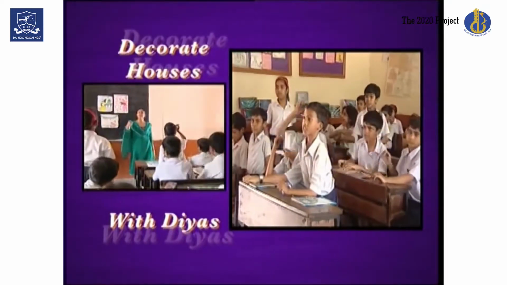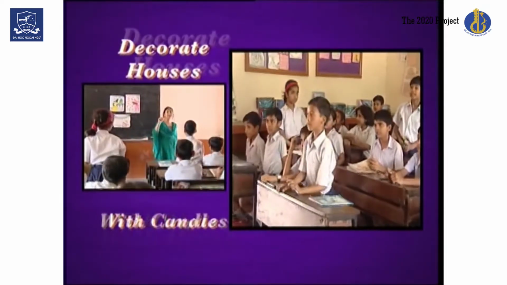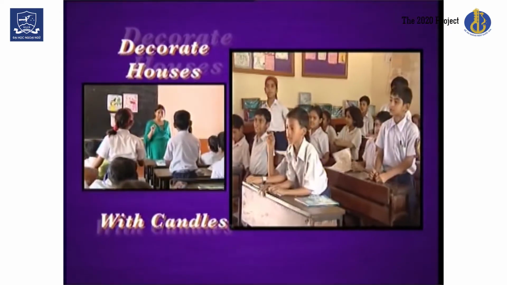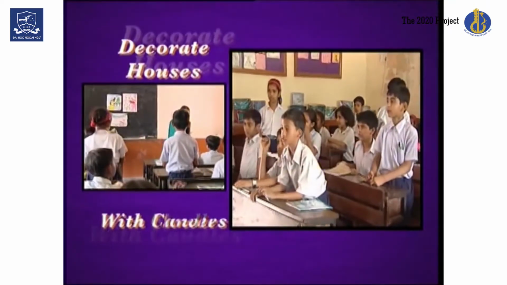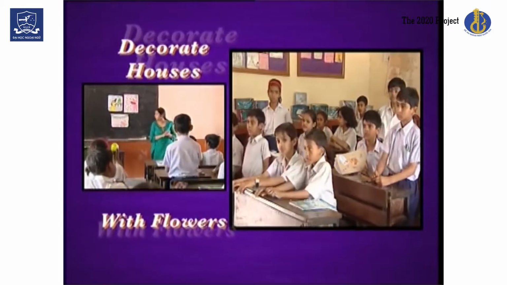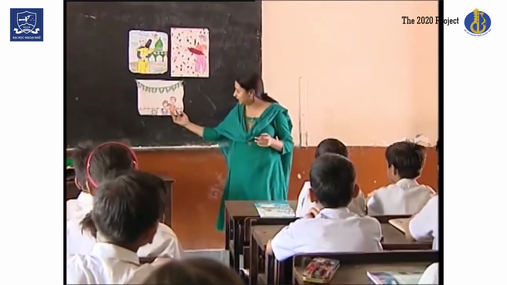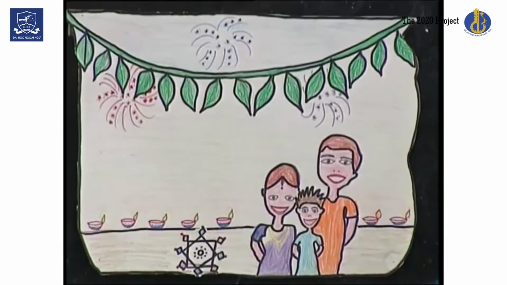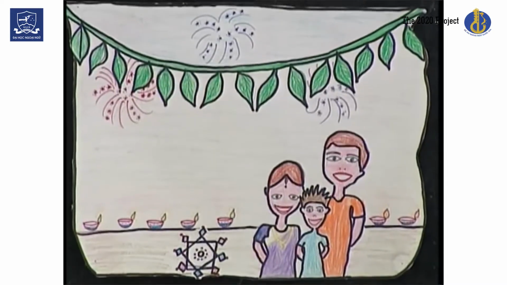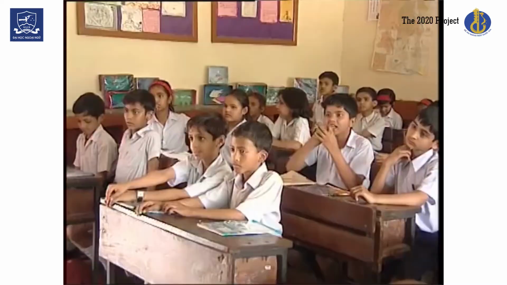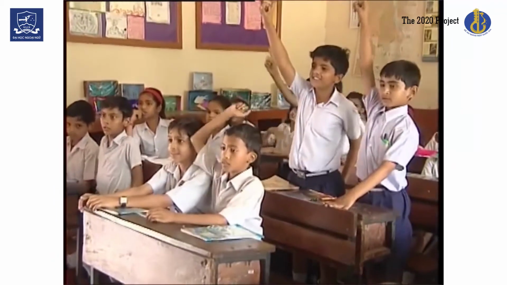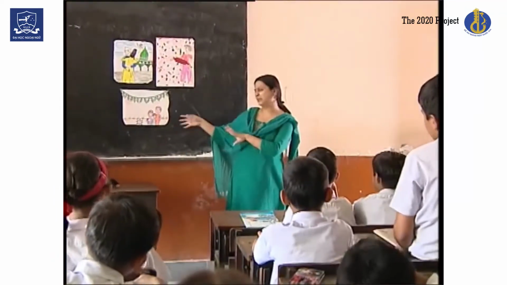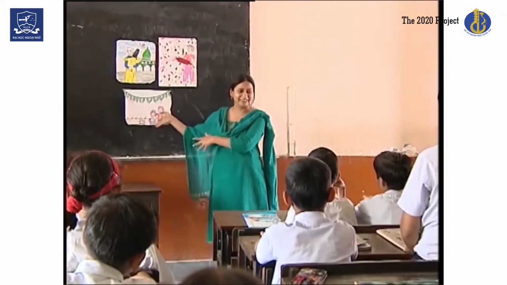Rangoli is okay. Candles. Yes, flowers. Very good, very good. Now we are seeing 3 characters in this Diwali picture. Okay, use your imagination. Tell me who are these. Father, mother and children. Okay, so we can say he's Mr. Khanna, Mrs. Khanna and his son.